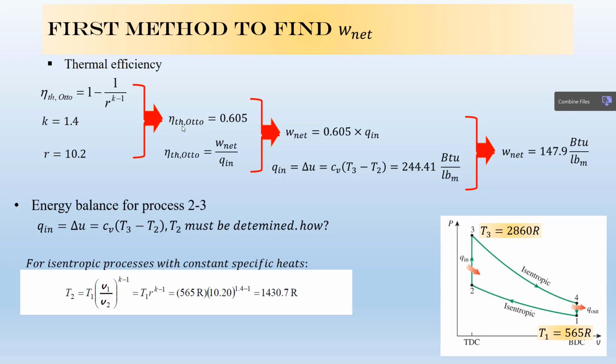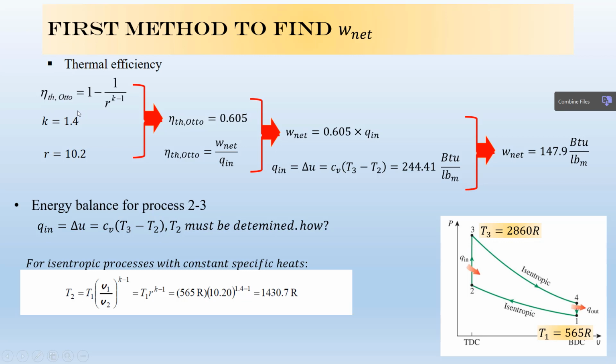So what I'm going to do, guys, is solve this part and find the W net by the second method, without using the compression ratio r. So this is the first one, guys. You actually find the W net. However, in some problems, you don't have r, the compression ratio. So I'm going to show you the second method to calculate the W net without using r.